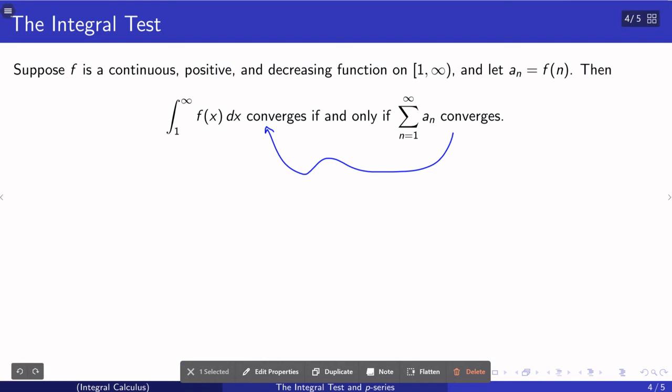Now you have to be careful here. This only applies if f is a continuous function, a positive function, and a decreasing function from 1 to infinity. But as long as your function f satisfies all those things, and a sub n is defined to match the function values at all the positive integers, then knowing whether the integral converges or diverges is enough to tell you whether the series converges or diverges.